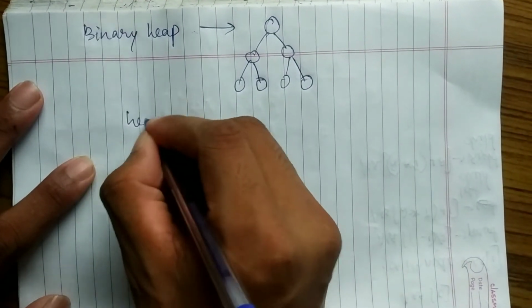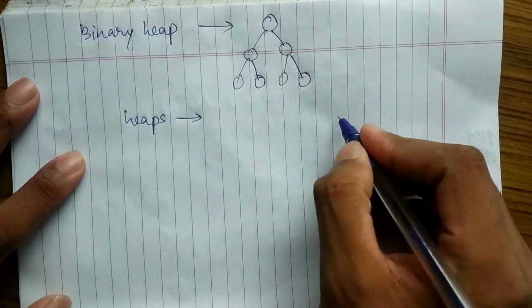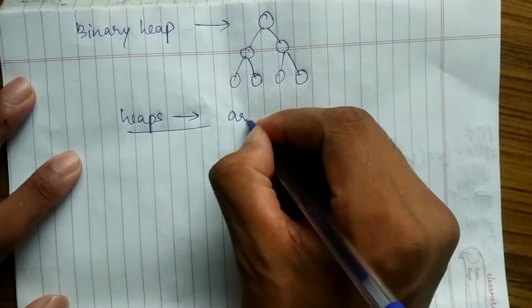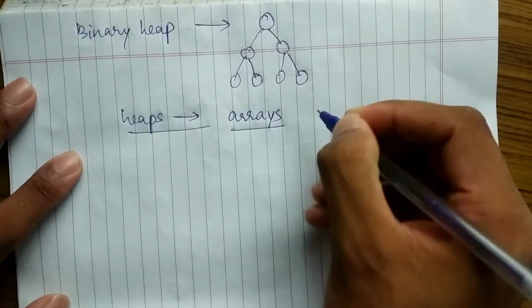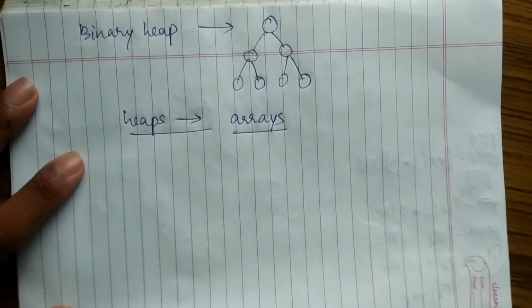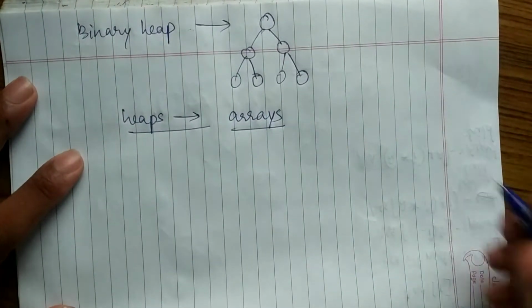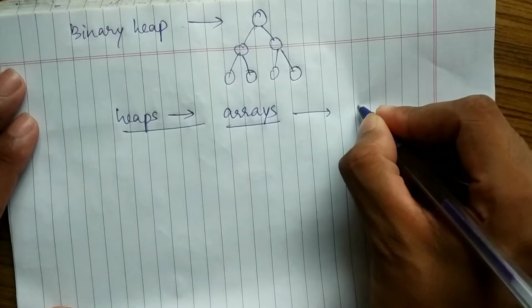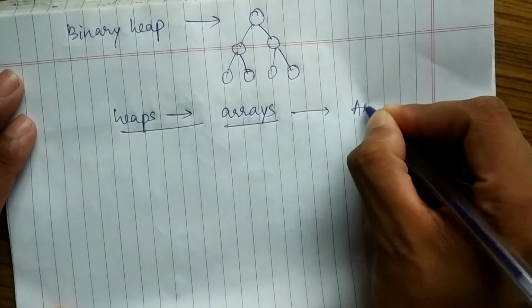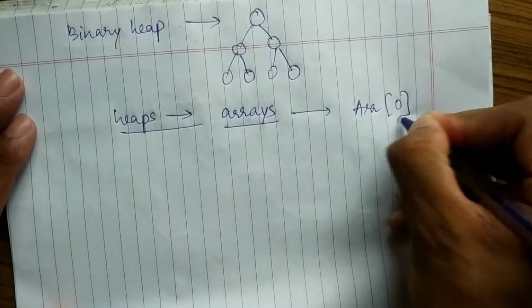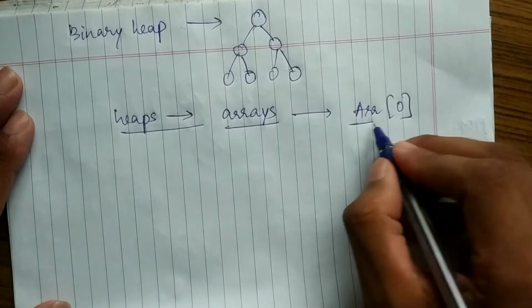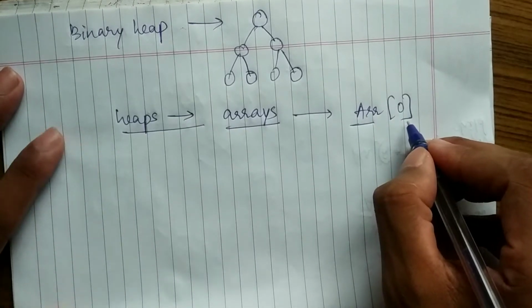Now how are these heaps represented? Heaps are always represented using arrays, in which the root element is always stored in array of 0. It is always stored in the 0th position.